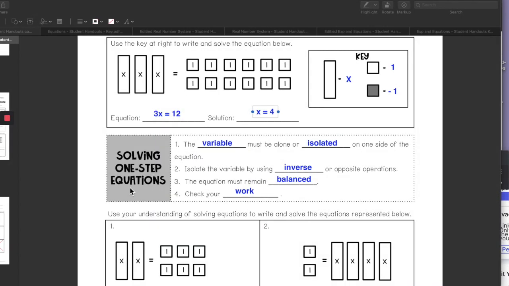When we're solving one-step equations, the variable must be alone or isolated. Remember, alone is the same as saying isolated on one side of the equation, to isolate the variable by using the inverse or opposite operations. The equation must remain balanced, and you can always check your work.